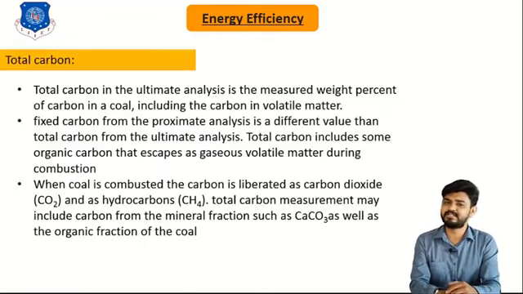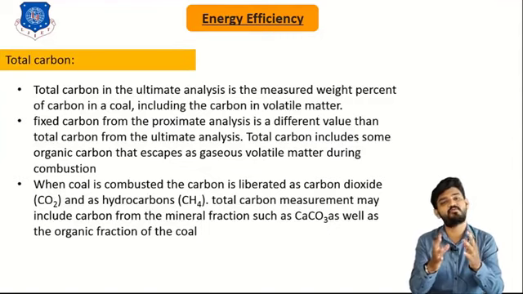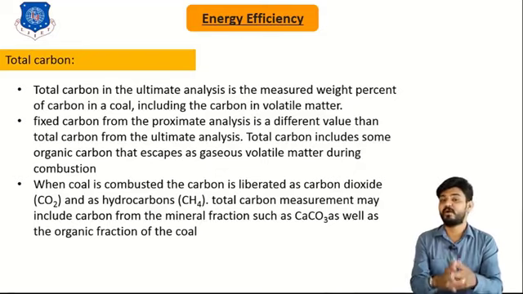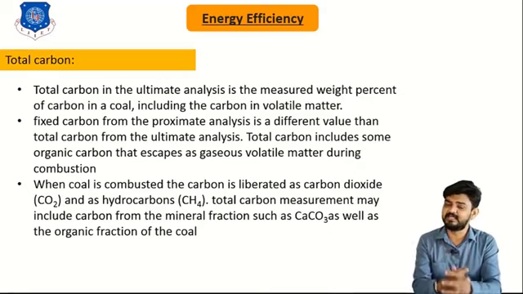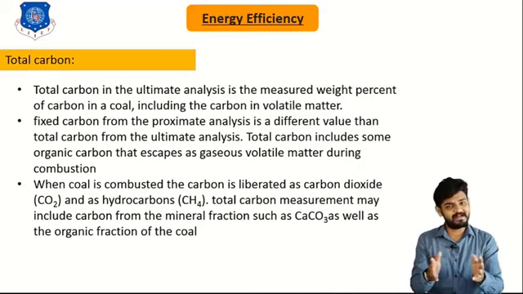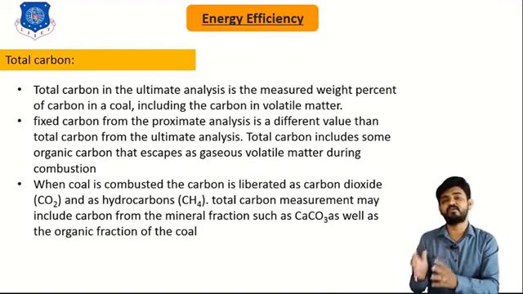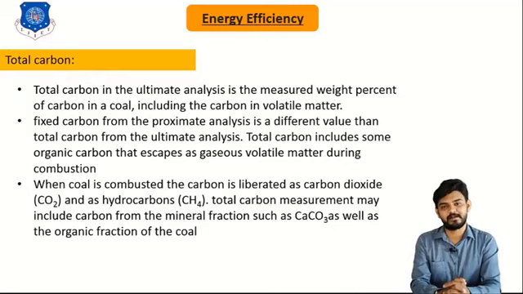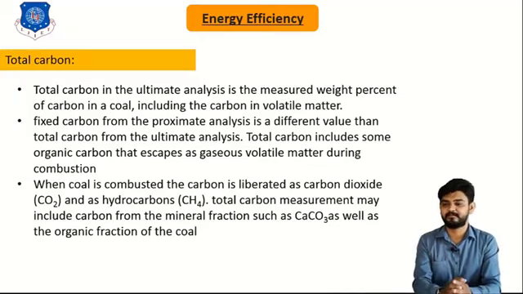Now, let's move to the second measurement, and that is the measurement of total carbon. The carbon in the ultimate analysis is the weight percentage of total carbon present in the coal sample. Fixed carbon from the proximate analysis that we have seen in the previous video is a completely different value from the total carbon. If you have missed that proximate analysis, you can find that video in the I button.